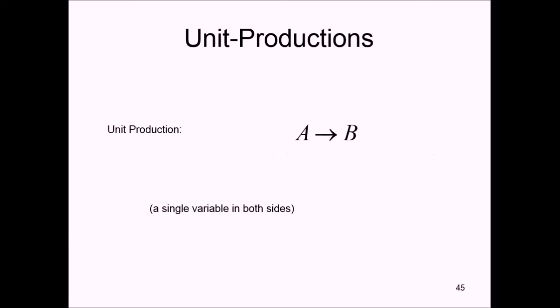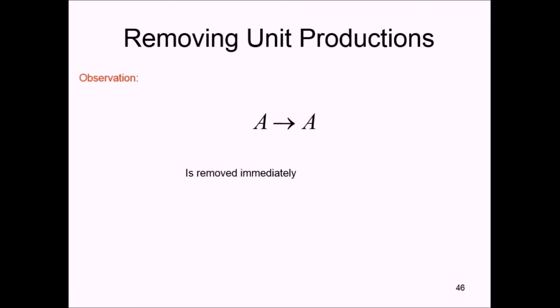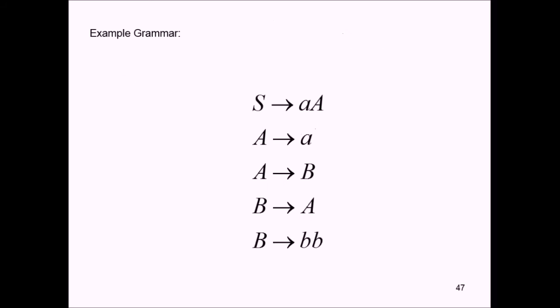Unit production. The third process will be the removal of the unit production. If there is a single variable on both the sides, we call that a unit production. Removal of unit production. If A tends to A, it is removed immediately. Example grammar: S tends to AB, A tends to A, A tends to B, B tends to A, B tends to BB. In this we can clearly see that there are two very clear unit productions, which are A tends to B and B tends to A.